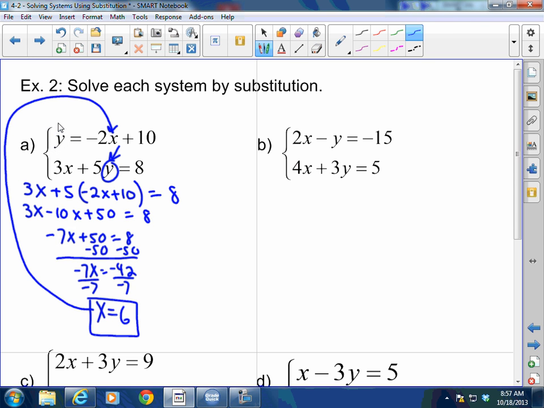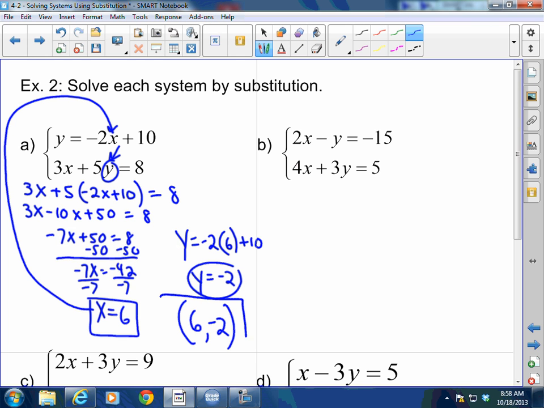Do you guys see what I just did there? I need to make sure that you guys understand what I'm doing. Okay. So now let's solve for y. Y equals negative 2 times x, which is 6, plus 10. So y is going to equal negative 12 plus 10, which is negative 2. My solution, 6, comma, negative 2. That is the point that both of these lines intersect.